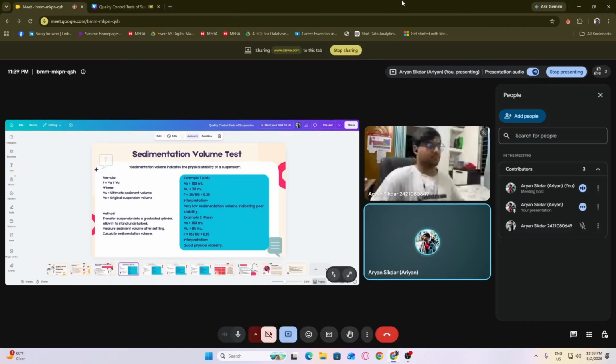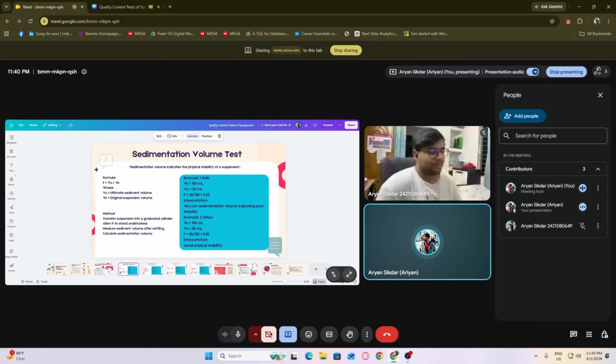The first test is the sedimentation volume test. The purpose of this test is to assess the physical stability of a suspension by measuring the extent of particle settling. The sedimentation volume is calculated using the formula F equals Vu divided by V naught, where Vu is the ultimate sediment volume and V naught is the original suspension volume. The method we are going to use is that the suspension is placed in a graduated cylinder and allowed to settle. The sedimentation volume is then measured and calculated.